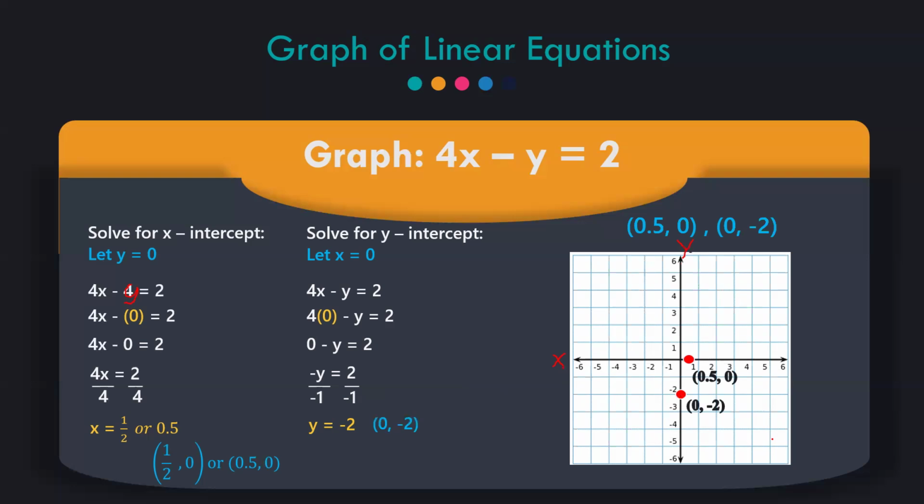And again, for our last step, simply connect them. Okay? So draw a line. So that is now the graph of the given equation, 4x minus y equals 2. Okay? So this is the end of our discussion about the graph of linear equations.